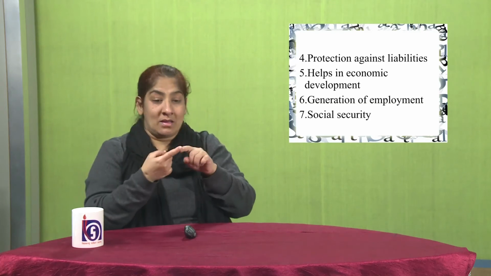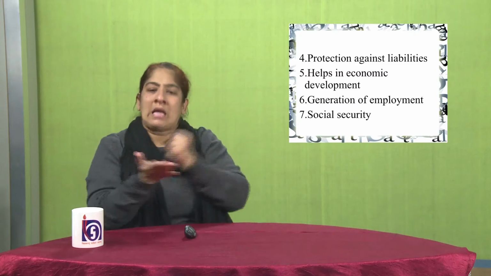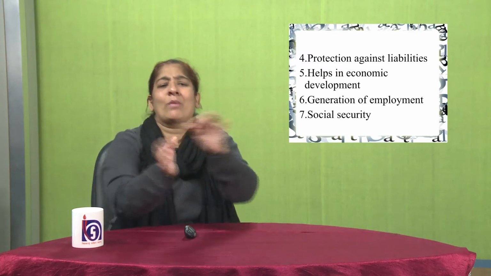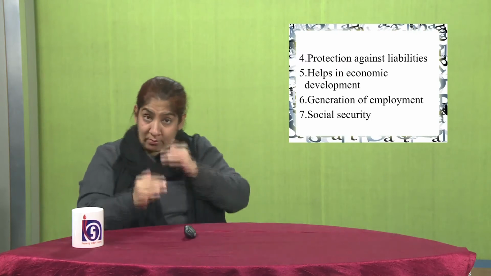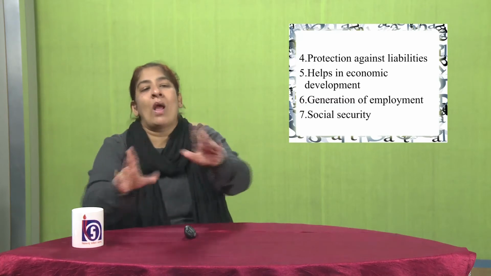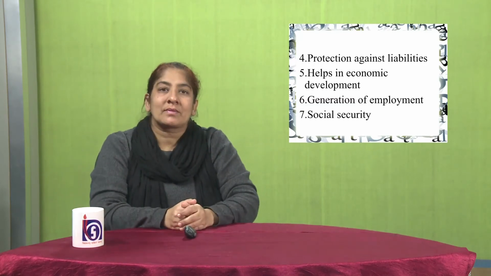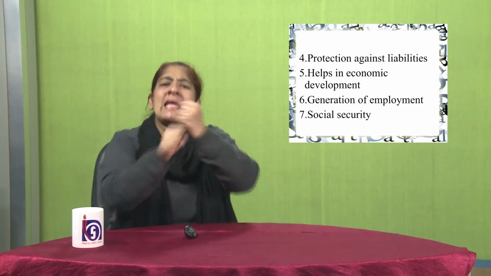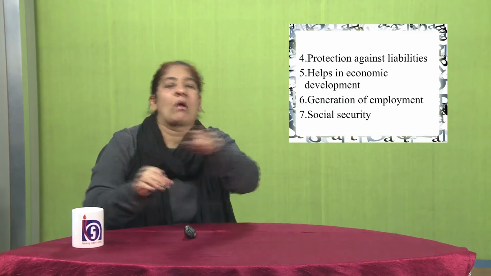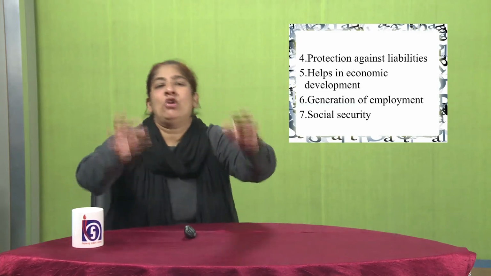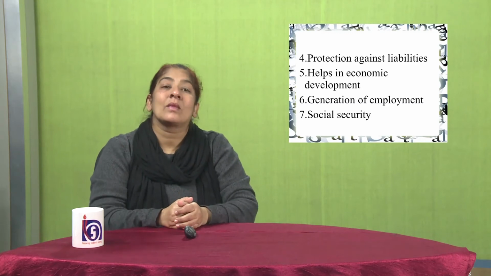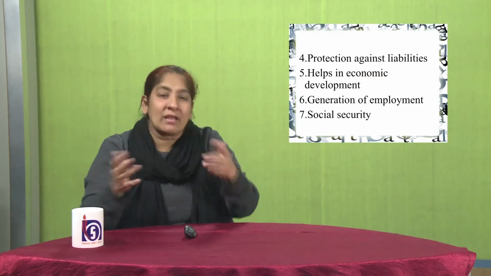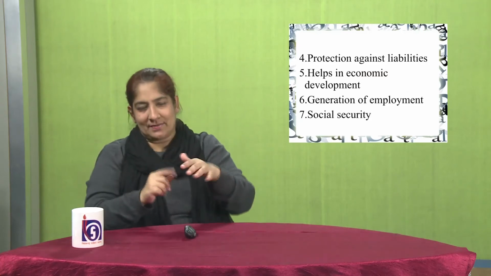The fifth point is it helps in economic development. So the more people do insurance, there will be more and more economic development. The sixth is generation of employment. A lot of people are employed due to insurance and insurance companies. Seventh is social security. Socially, everybody has their own security.